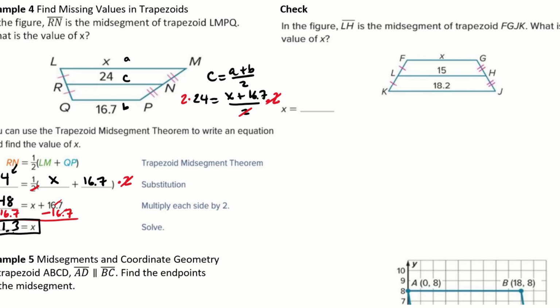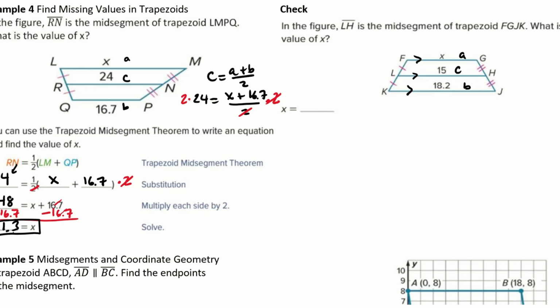All right, go ahead and pause the video and attempt the check. All right, so let's go ahead and take a look at it. So it says LH is the mid-segment of trapezoid FGJK. What is the value of X? All right, so again, this is C, A, and B. These are parallel. Again, I want to emphasize that they're parallel just because we're going to need that later, and then in the future.